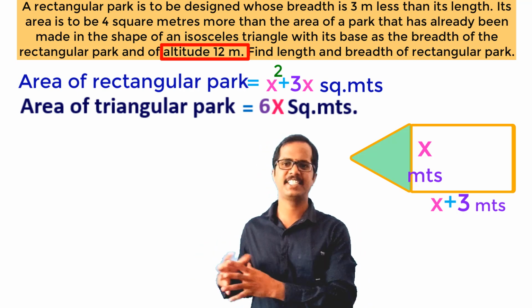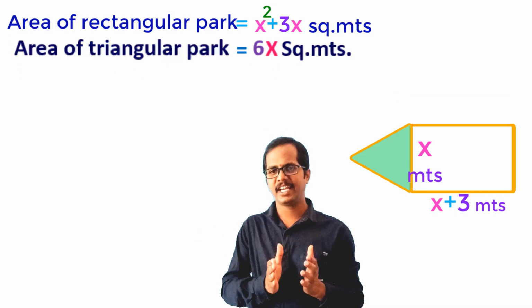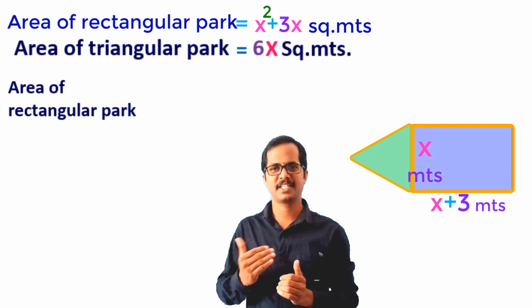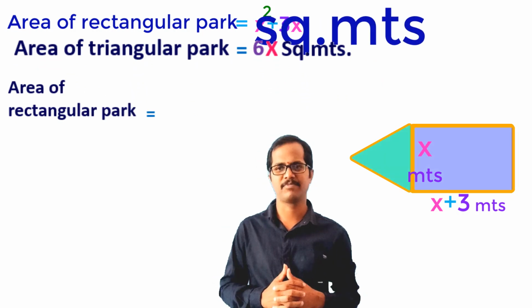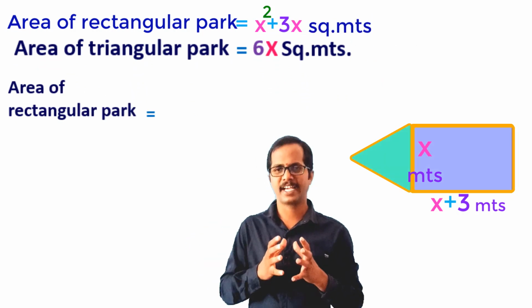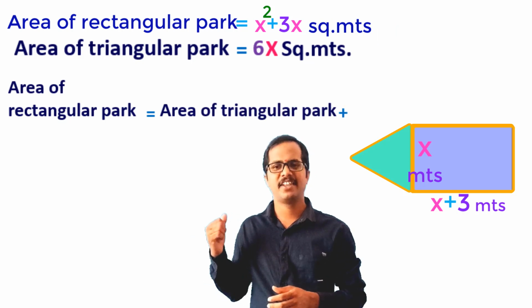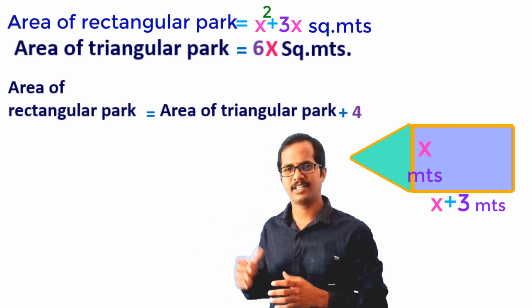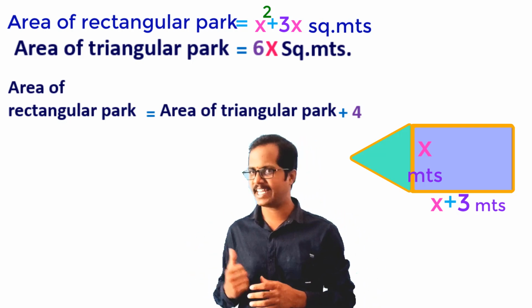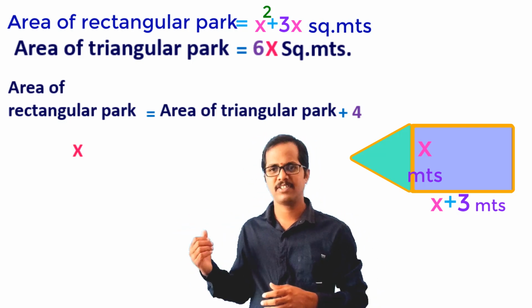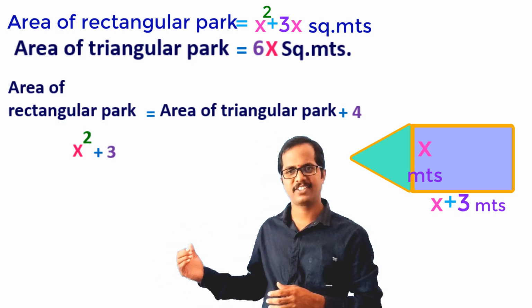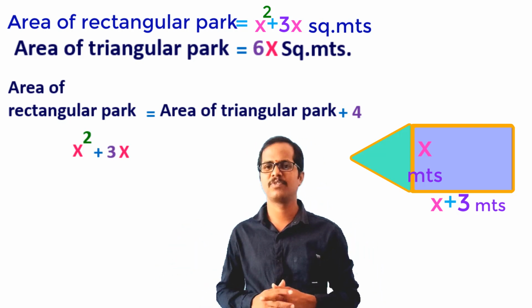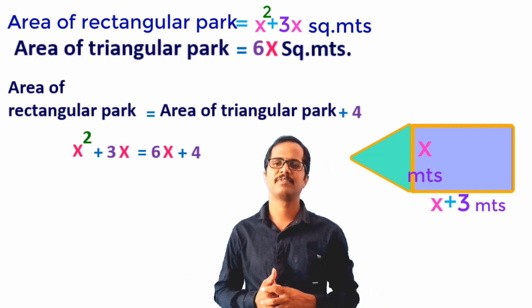So what is the relation that is given in the problem? The area of the rectangular park is 4 meters more than the area of the triangular park. So we can write area of rectangular park equals area of triangular park plus 4 meters. And substituting their respective areas, we get x square plus 3x equals 6x plus 4.